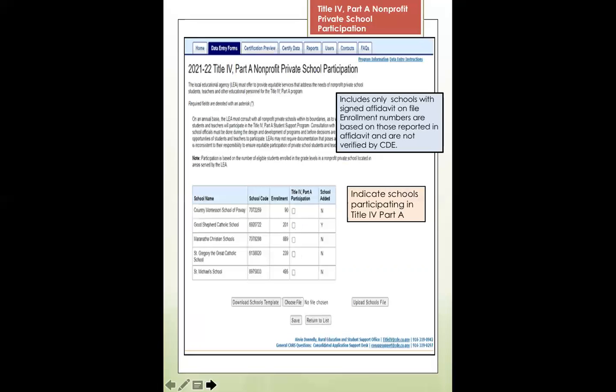All right, next one is Title IV, I think, and this is just indicating any of your private schools that are participating in Title IV. Remember, Title IV is only schools within your district boundaries. Same for Title II and III, so Title I is the only one different. Just indicate if they're participating in the program.